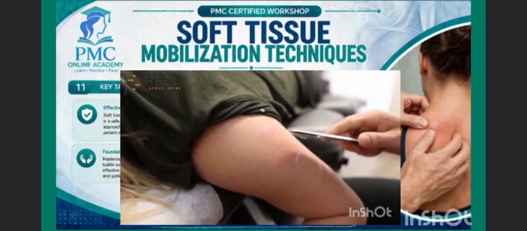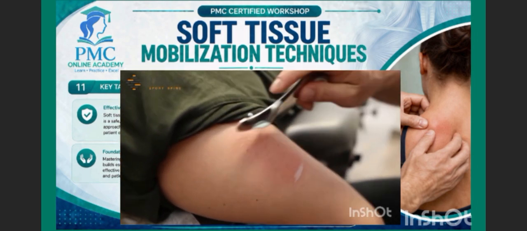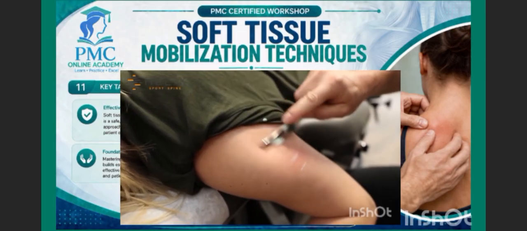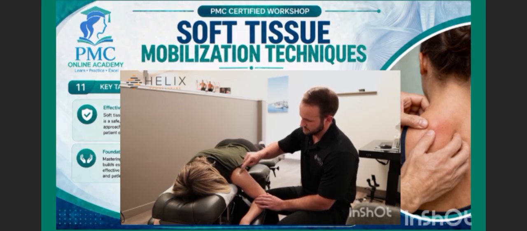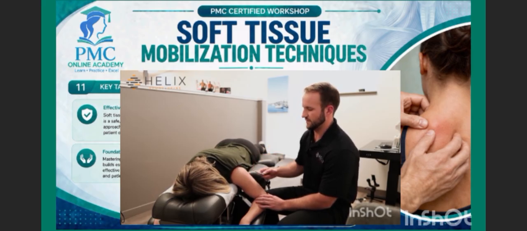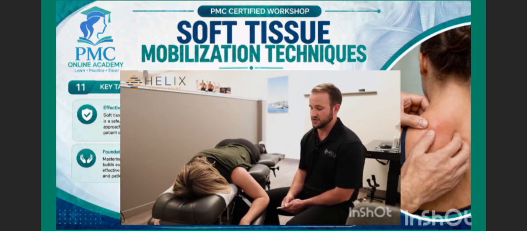Now let's move to the levator scapulae. This muscle often becomes tight in patients with neck pain and forward head posture. Use slow longitudinal strokes along the muscle fibers, followed by gentle trigger point release if necessary. Avoid excessive pressure because this area can be sensitive.